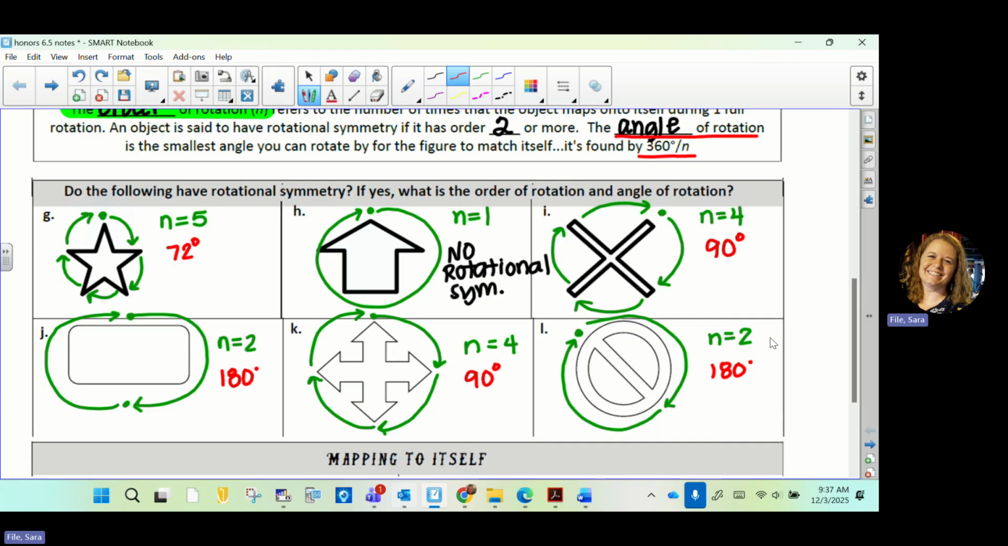Do we get the concept of rotational symmetry? Yes, no, maybe so?